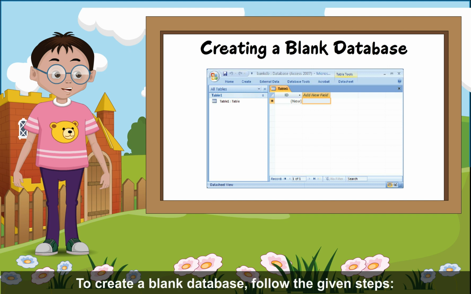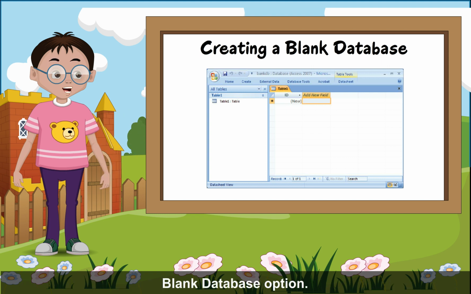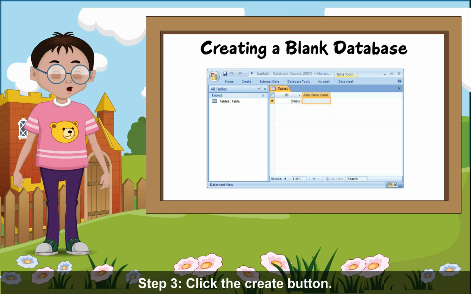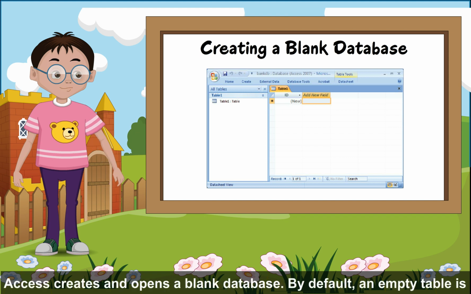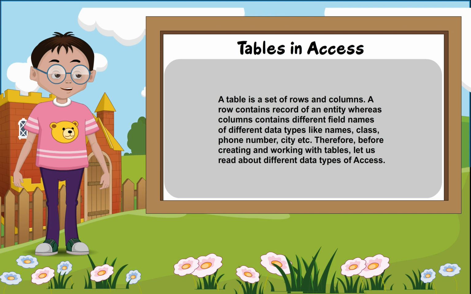Creating a blank database. To create a blank database, follow the given steps. Step 1. On the Getting Started with Microsoft Access page, click Blank Database option. Step 2. In the Blank Database panel, type the name of the database in the file name box. Step 3. Click the Create button. Access creates and opens a blank database. By default, an empty table is opened in which you can enter the data.